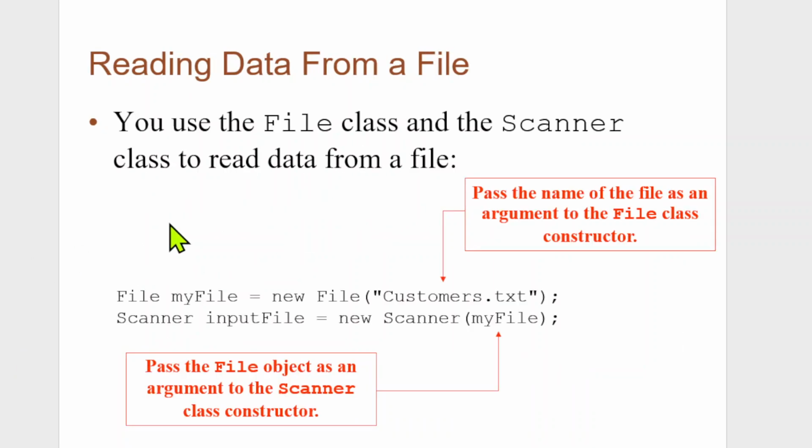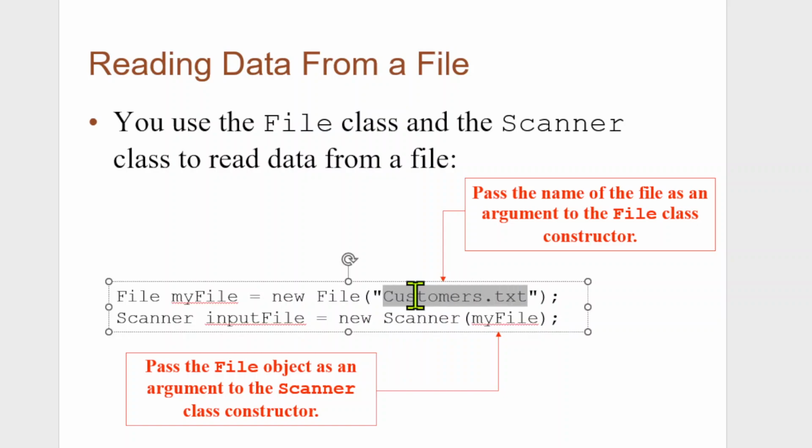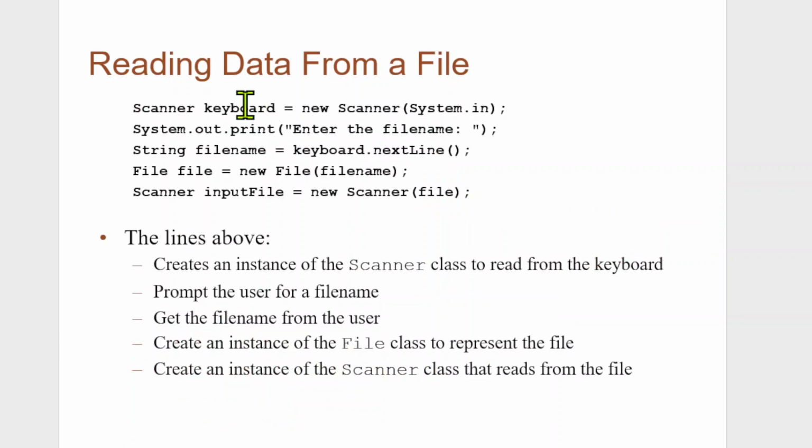Okay, reading data from a file, we can use a Scanner. So we have a File, myFile, new File, and that's the file we want, customers.txt, and we use a Scanner to input the file. So: keyboard Scanner, new Scanner, System.in, enter the name of the file, String fileName, next line. File equals new File(fileName), and then Scanner inputFile. The lines above create the Scanner instance, prompt for the file name, get the file name from the user, create an instance of the File class to represent the file, and an instance of Scanner that reads from the file.